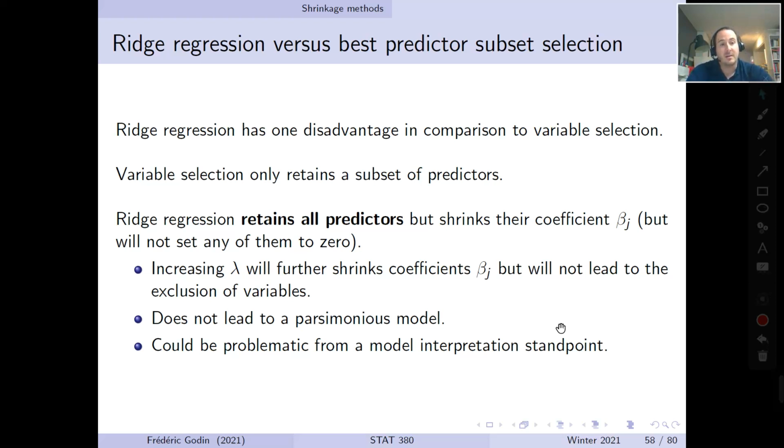This is different for best subset of predictors, because for the latter approach, if you had 100 predictors originally, maybe by applying the stepwise algorithm or something like that, you might end up with 6 predictors at the end. So we can see that from the standpoint of model interpretation, applying a best subset of predictors approach might be preferable to some ridge regression.